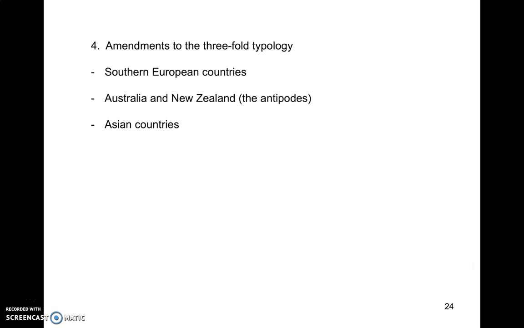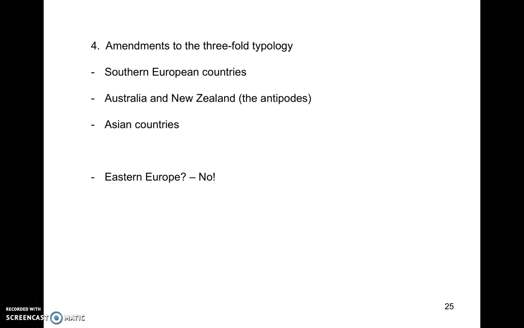From these features, one can expect that the Southern European countries are highly unequal and tend to leave social risks to the family, including poverty. Australia and New Zealand are in between the liberal and the social democratic types. And the Asian countries neglect the issue of poverty, since they focus on the productive workforce only.